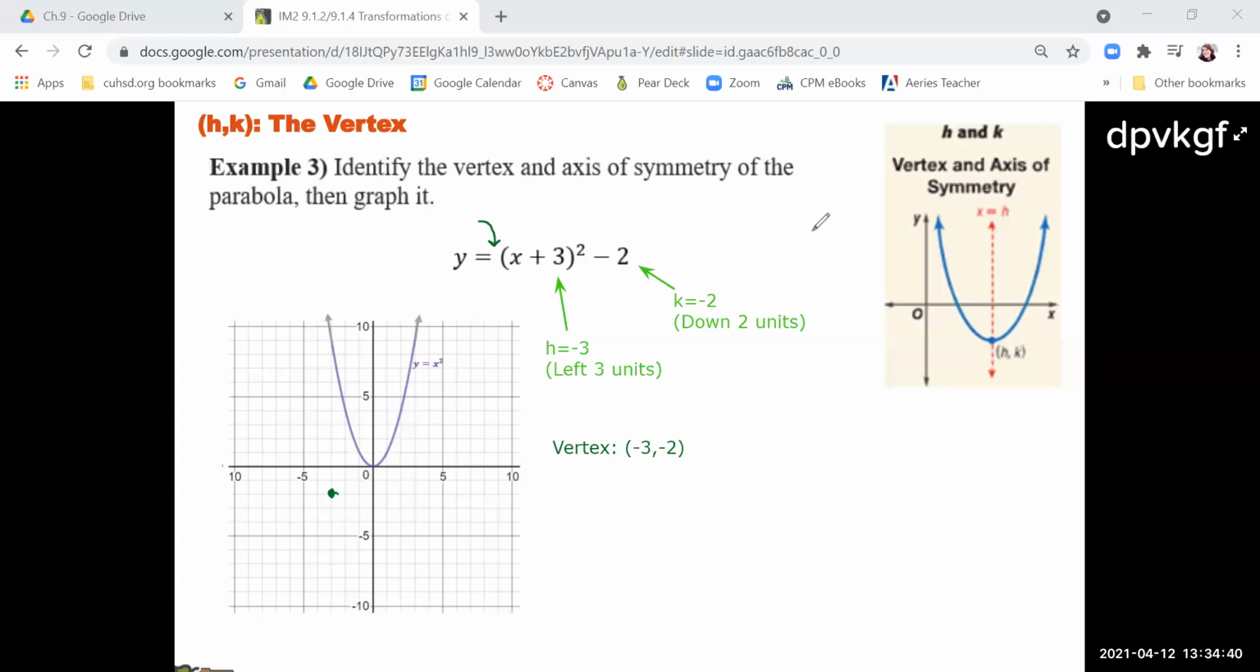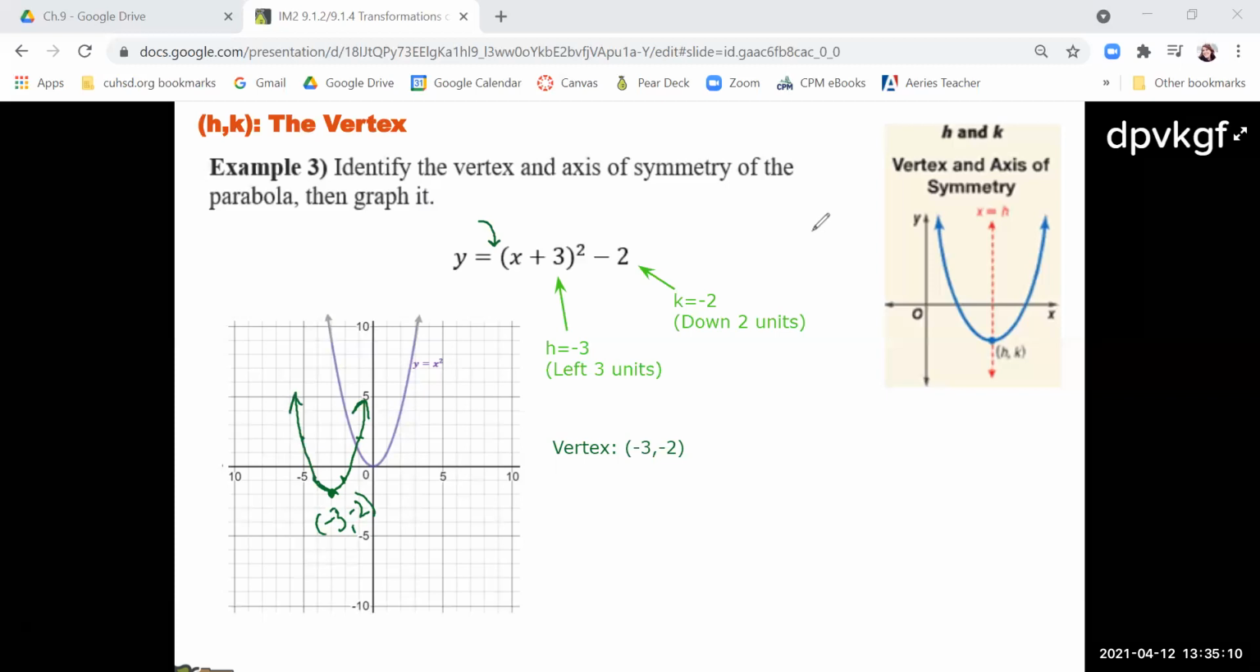So from that new vertex point at -3, -2, I'm going to go right 1, up 1, left 1, up 1, right 2, up 4, left 2, up 4. My dots are really not dot-like, sorry about that. But there is our translated parabola.